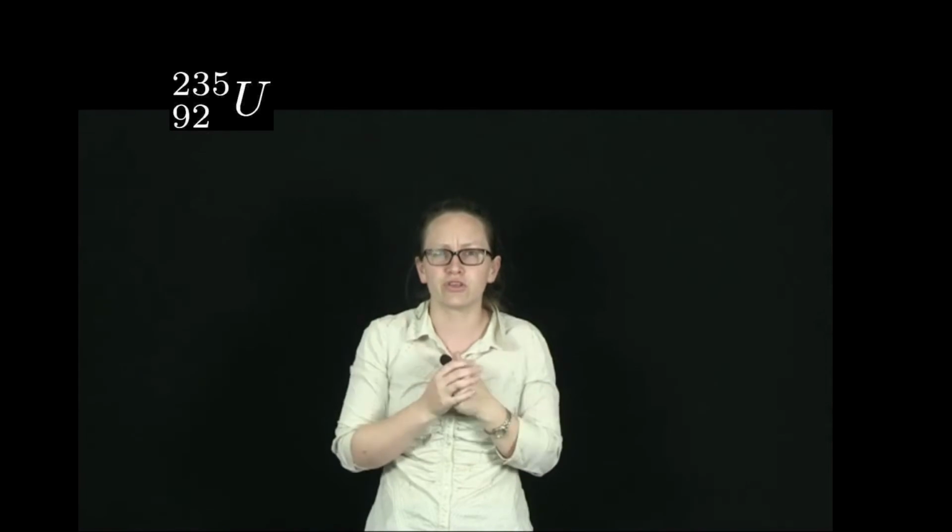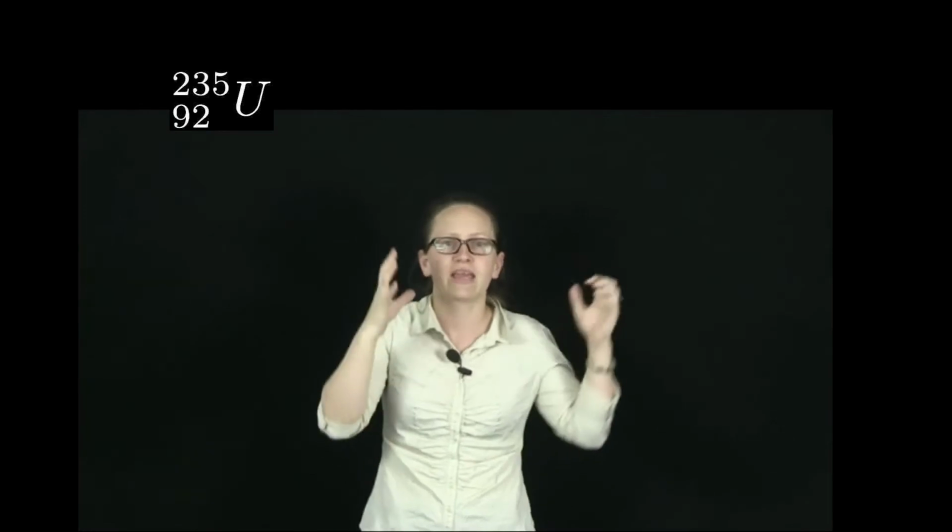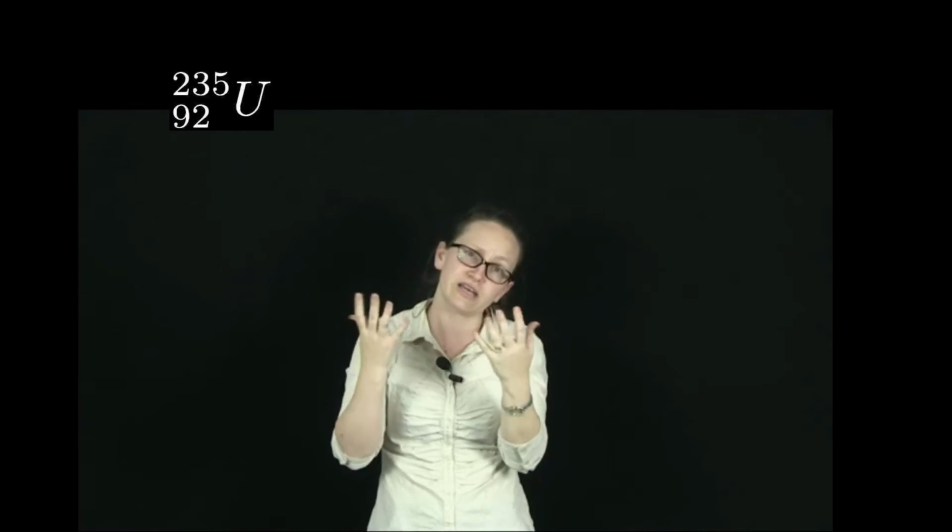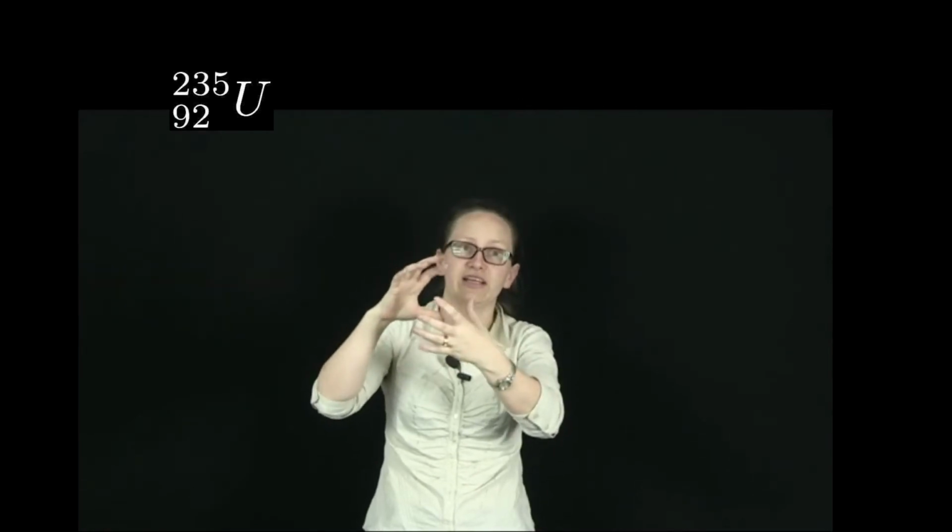So uranium-235 can be written as U. The mass number is 235 and the atomic number is 92. Now, in order to get this to undergo a nuclear reaction, it needs to be bombarded with a slow-moving neutron. If it's bombarded with a fast neutron, that neutron will collide with the nucleus and bounce off it, leaving the nucleus unchanged. If it's bombarded with a slow-moving neutron, then that neutron will stick to that nucleus, giving us uranium-236.